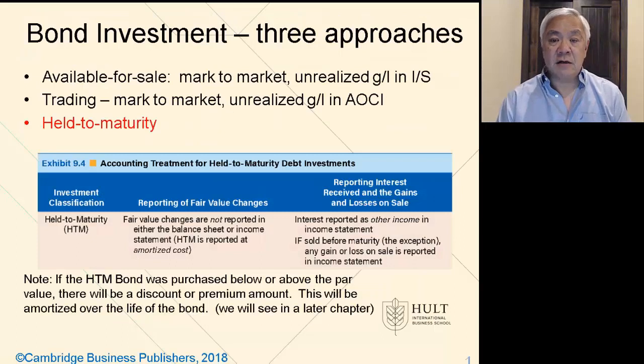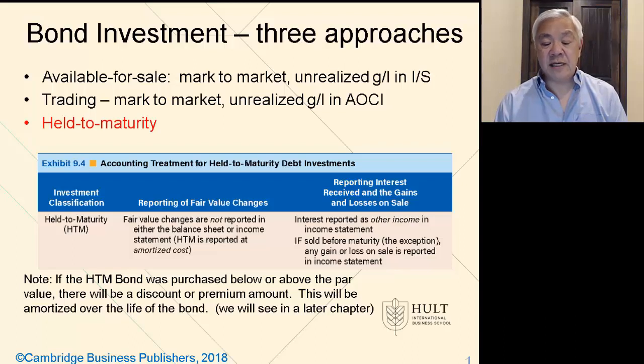The bond investments are different. So we have stocks and we have bonds, and you know that stocks are equity positions and bonds are debt positions. Here we have 3 classifications. We have available for sale, which are like mark-to-market. We have trading, which is mark-to-market, and we have held to maturity.